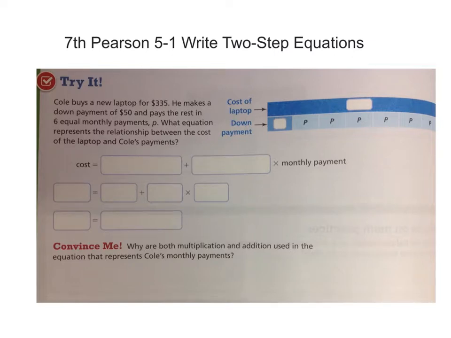So look at the try it here, the bottom of page 254. Lesson 5.1 we're going to be talking about is on writing two-step equations. Our focus in this lesson is going to be on writing equations. We know how to solve the equations. We've already learned about that, but right now we're just going to be setting up the equations that we could solve in order to find the answers. We'll talk about actually solving them again later.